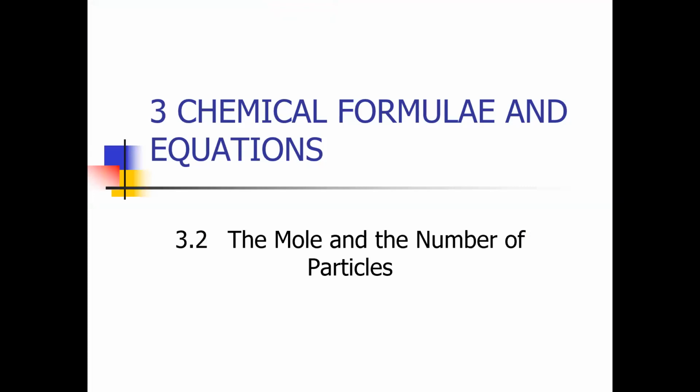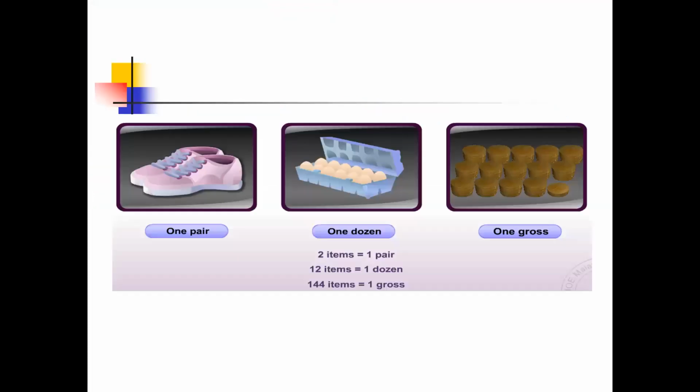All right, so we're going to learn about mole. What is a mole? Before I go to what is a mole, we look at what is a pair. One pair is what? A pair is 2, right? Yes, sir. And then a dozen is 12. Actually, one gross is 144 items. So this is what we call a pair, a dozen, a gross.